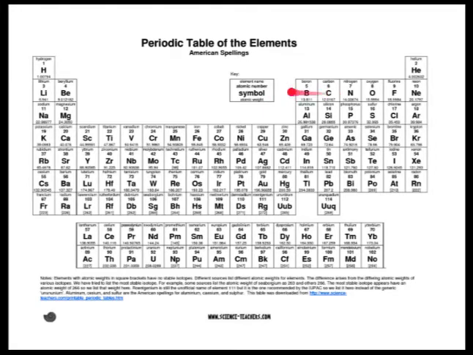There's 8 elements in the second row because the second shell can hold up to 8 electrons, and carbon has 4 electrons. That is, it's tetravalent. So carbon is in the middle. It's also in the middle in terms of electronegativity.